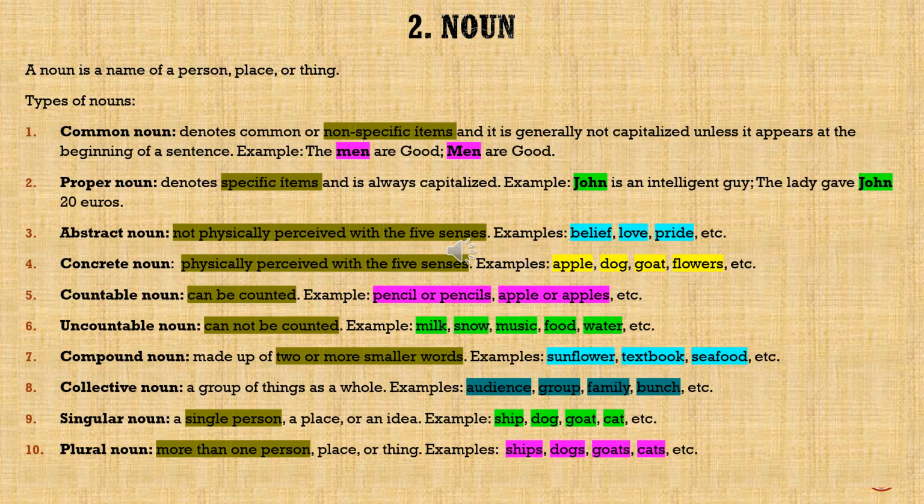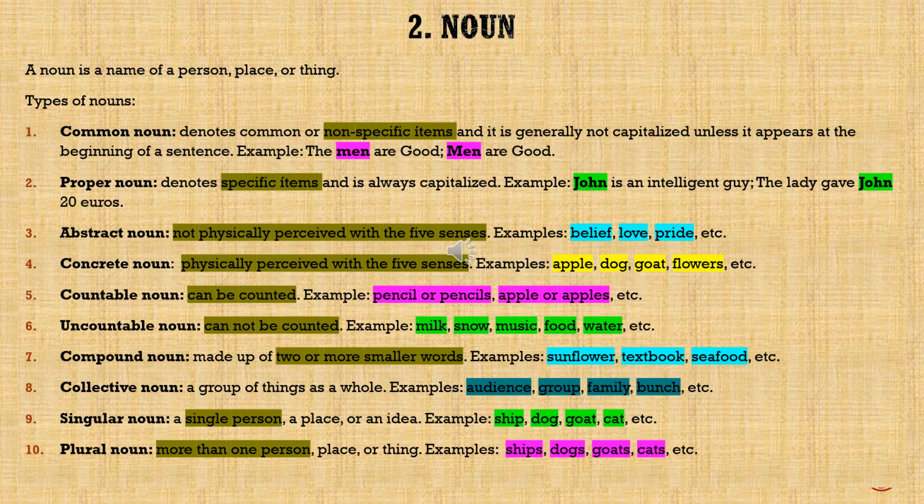The second part of speech on the list is noun. What is a noun? A noun is a name of a person, place, or thing. Now, let's look at the different types of nouns. 1. Common noun. A common noun denotes common or non-specific items, and it is not generally capitalized unless it appears at the beginning of a sentence.